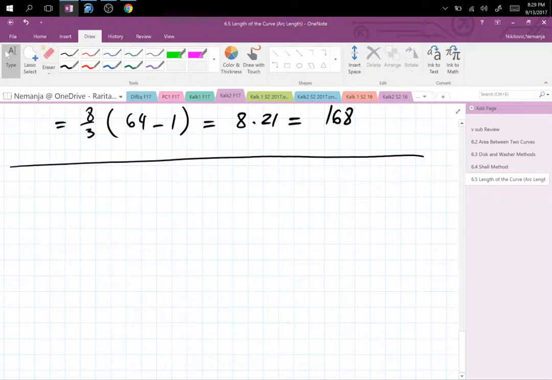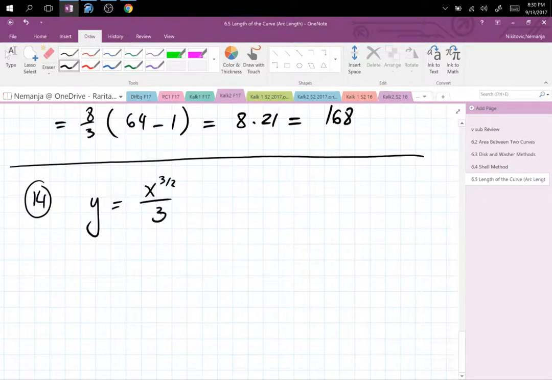Shall we do some algebra? Yeah, let's. Another problem, number 14. Y equals x to the 3/2 over 3 minus x to the 1/2, on 4 to 16. This is one of those. Remember? The algebra bad ones? Yeah.